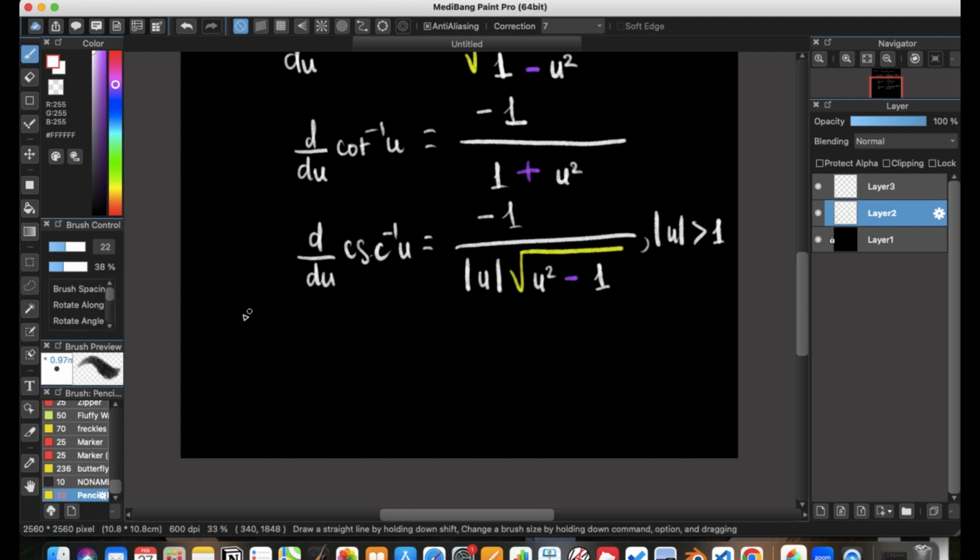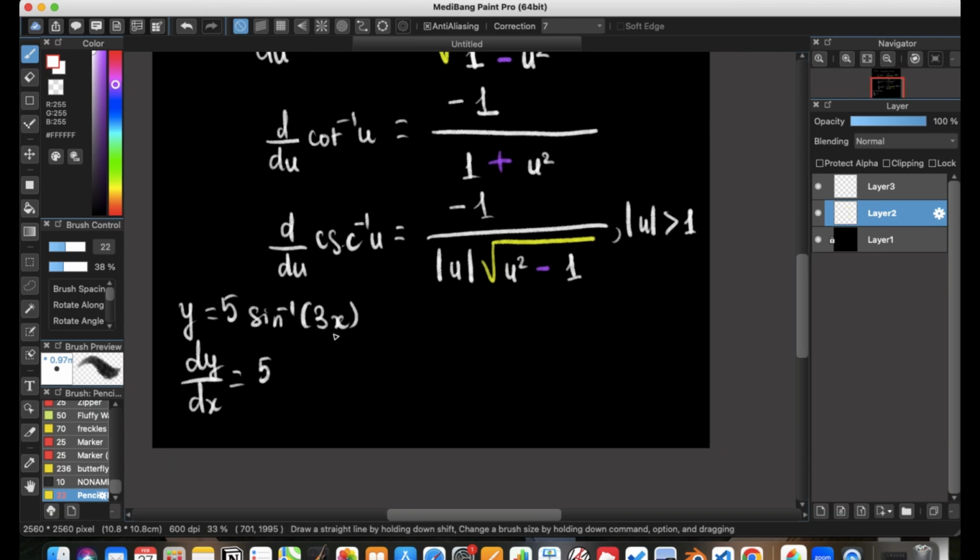So I have y equal to 5 inverse sine 3x. And now let's find dy over dx. So first we're going to multiply with 5, right? And now we'll treat this as a combined function. And so for inverse sine x, the numerator is going to be 1, right?